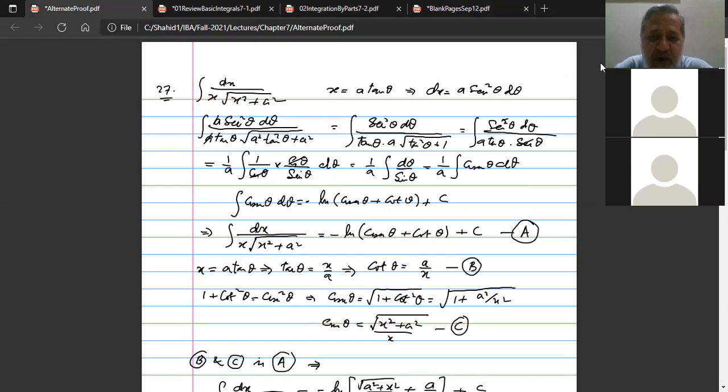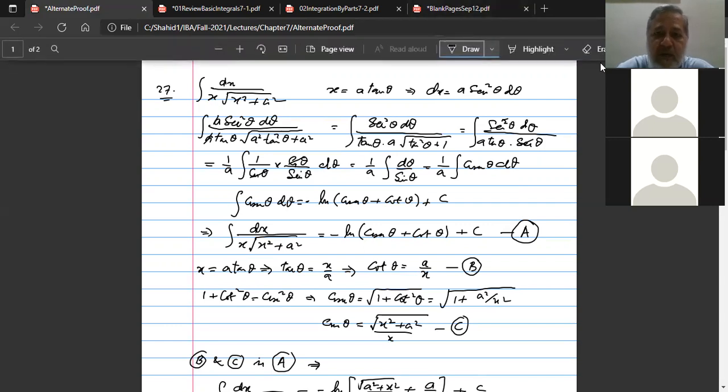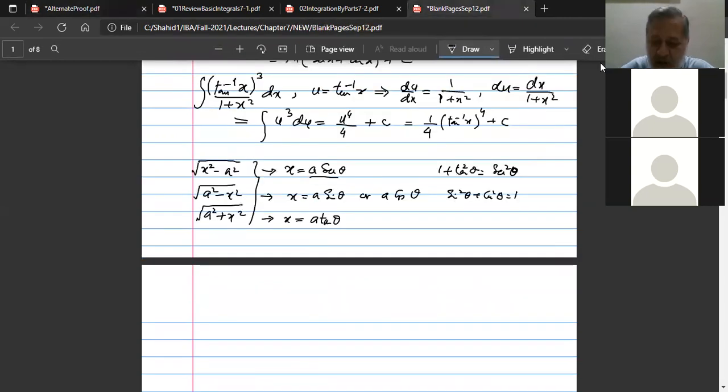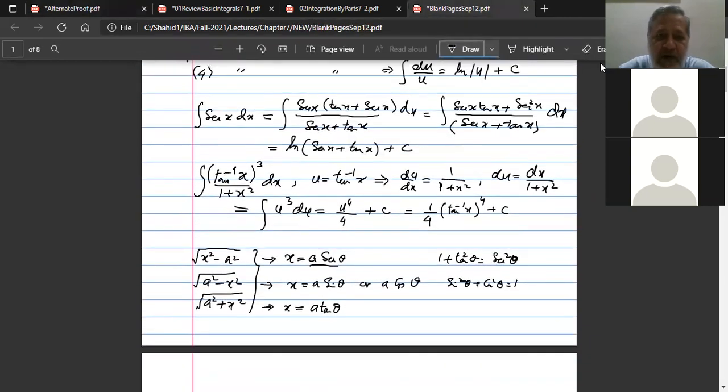1 upon sin theta d theta. Integral cos theta d theta. We just discussed that the integral of cosecant theta is derived here. Similarly, you can derive the integral of cosecant theta.